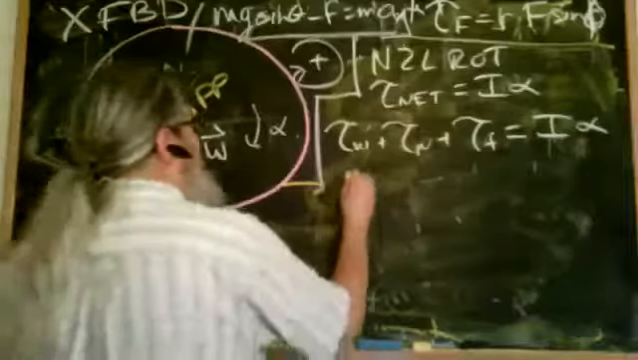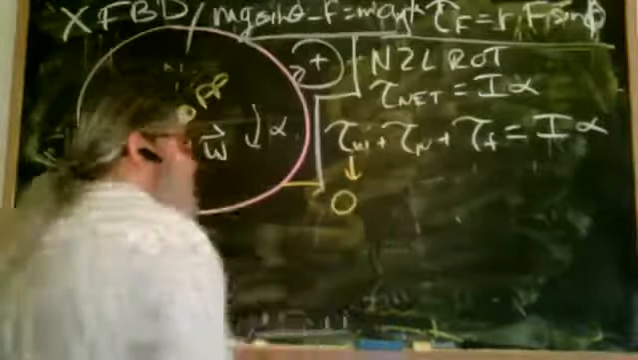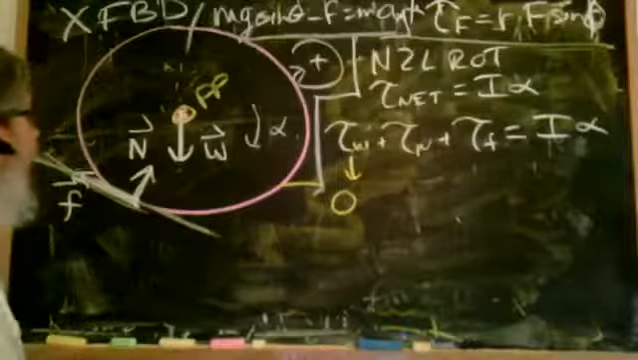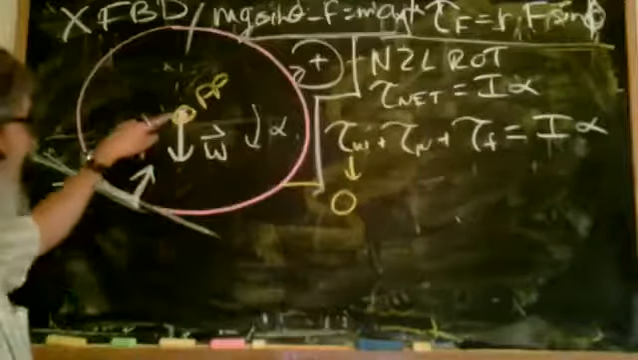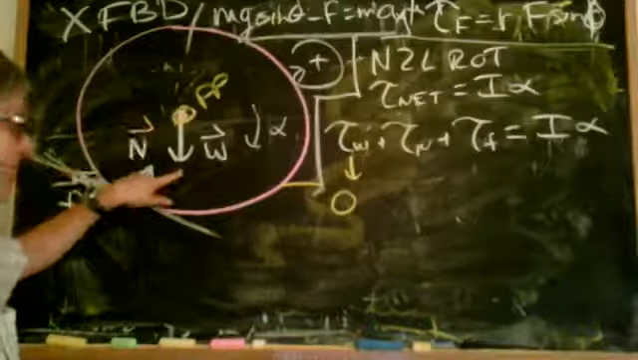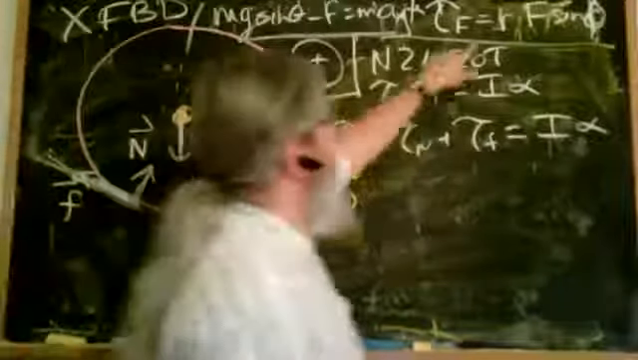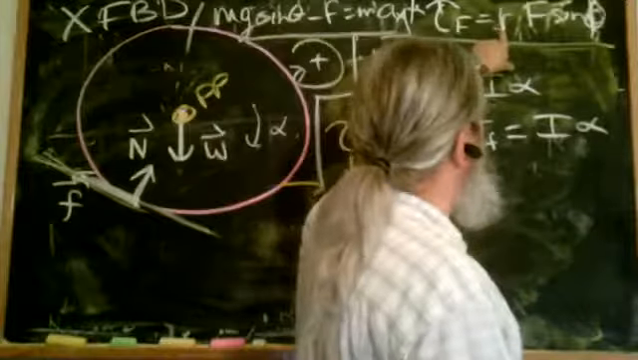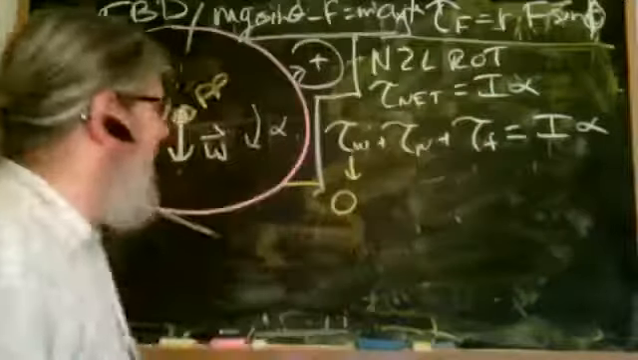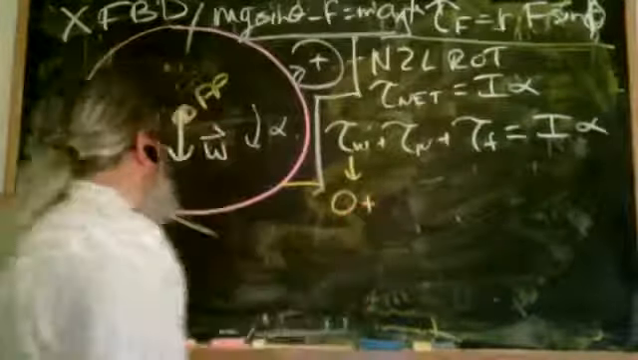The torque due to the weight is 0. Why is it 0? Because the pivot point is at the location of the weight. So R, the distance from the pivot point to the force, is 0, so the torque is 0. That's good. Next, the normal force.